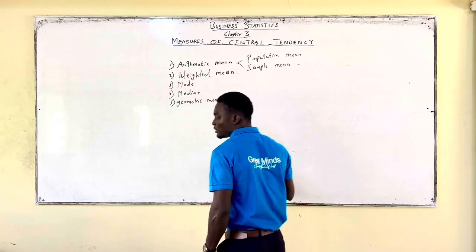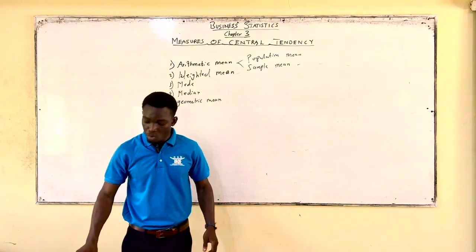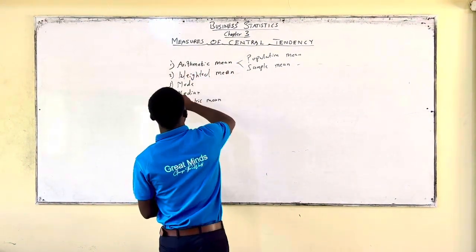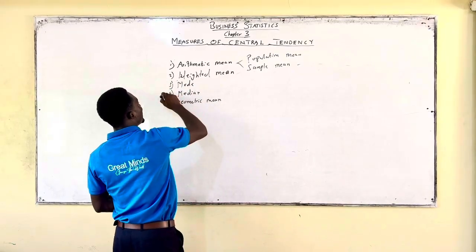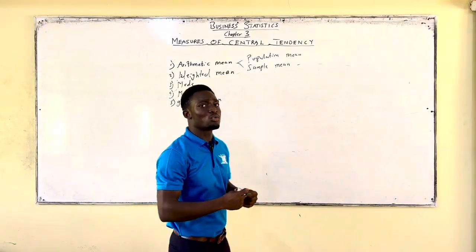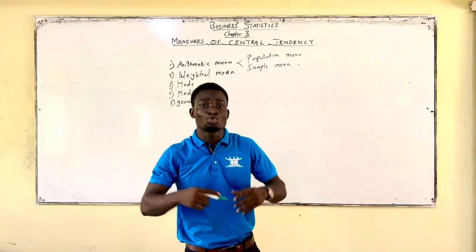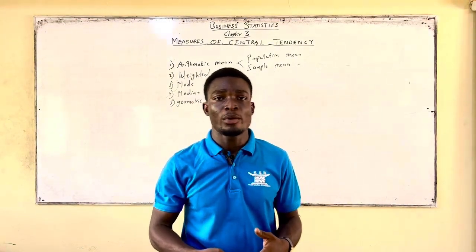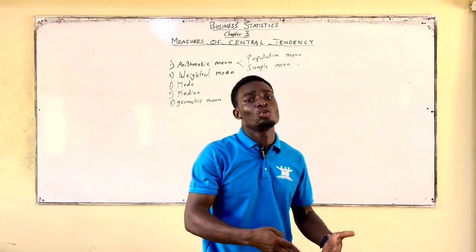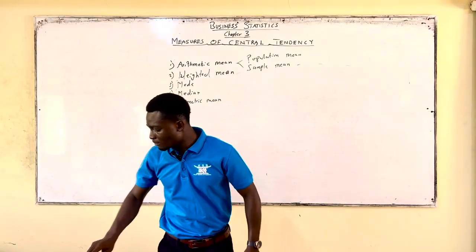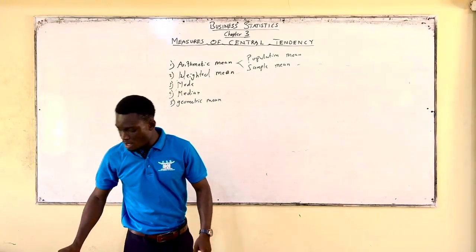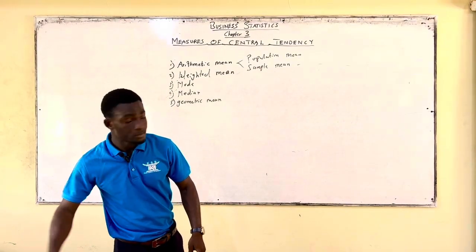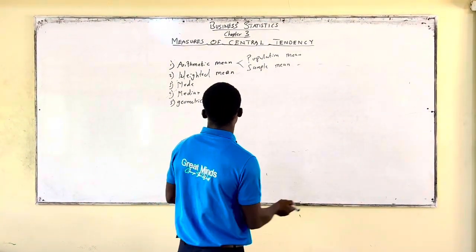Now, note that with arithmetic mean, mode and median, we are going to look at it in terms of grouped and ungrouped data. Okay, we are going to look at it in terms of grouped and ungrouped data. So, let's look at mode.